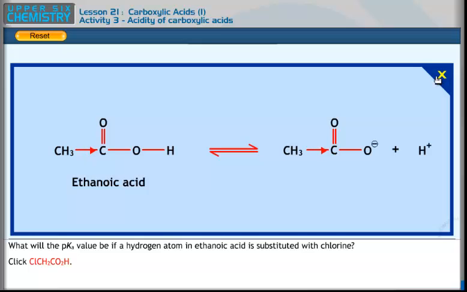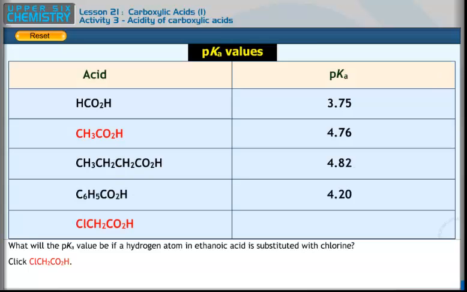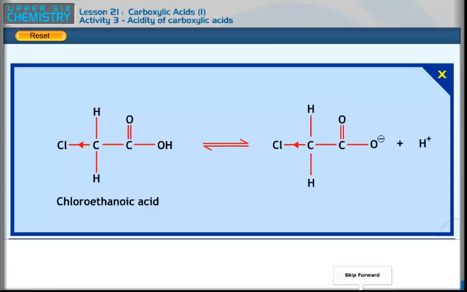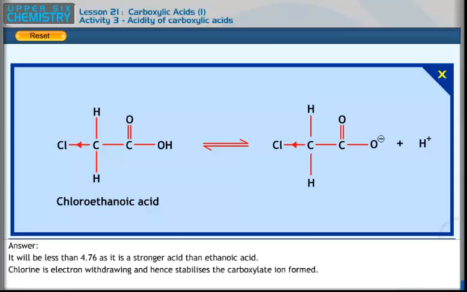What will the pKa value be if a hydrogen atom in ethanoic acid is substituted with chlorine? Click chloroethanoic acid. Answer: it will be less than 4.76 as it is a stronger acid than ethanoic acid. Chlorine is electron withdrawing and hence stabilizes the carboxylate ion formed.